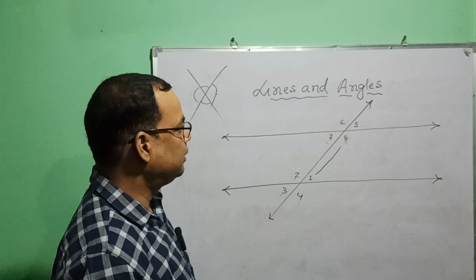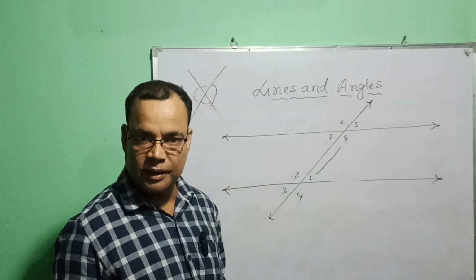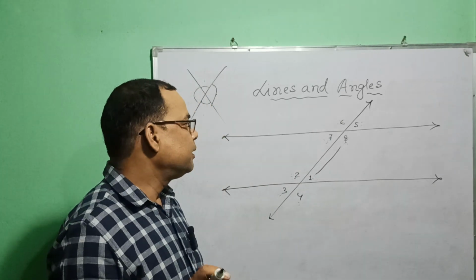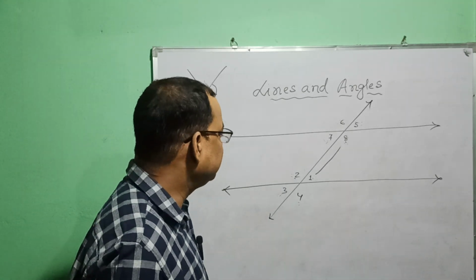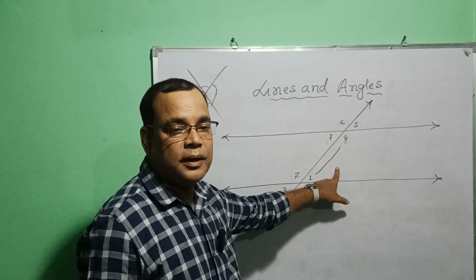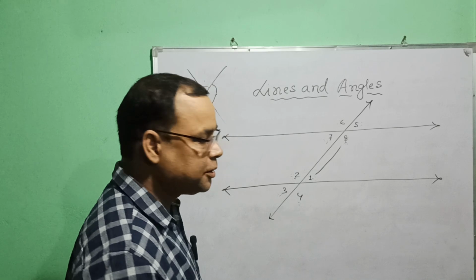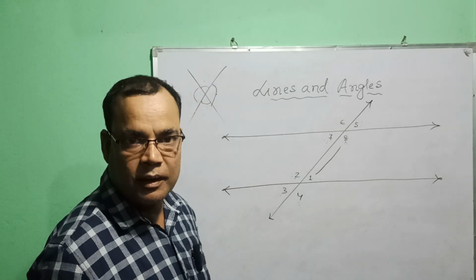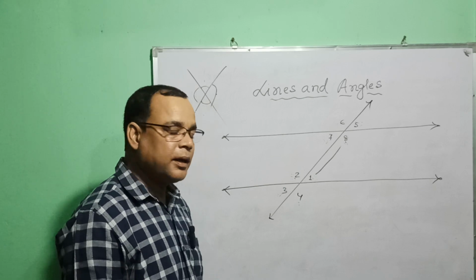So these are different types of angles. We discussed first of all alternate interior angles, then alternate exterior angles, then corresponding angles, then vertically opposite angles, and interior angles on the same side of the transversal or allied angles. So in the next video, I'll discuss the linear pair, then adjacent angles, then some others like complementary angles, then supplementary angles. So today up to this, thank you.